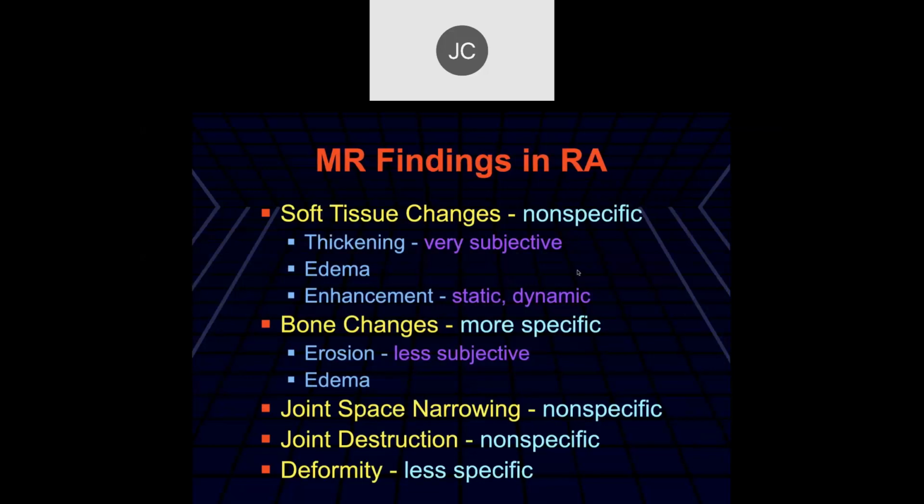So with MR, we really look for soft tissue changes, which tend to be nonspecific, thickening of the synovium, edema within the synovium, and enhancement. And again, generally the most sensitive and specific finding in very early disease is dynamic enhancement. Basically, you put in the bolus and you scan within 1 minute. And if you see enhancement, that's typically associated with histology showing neovascularity, and it's highly aggressive, active, inflammatory disease. Then it takes time for the bone changes to occur. You get erosive changes.